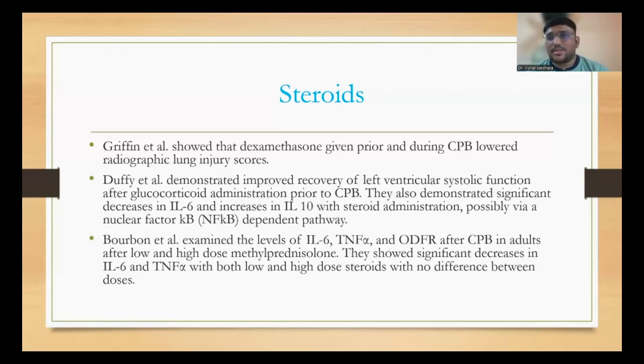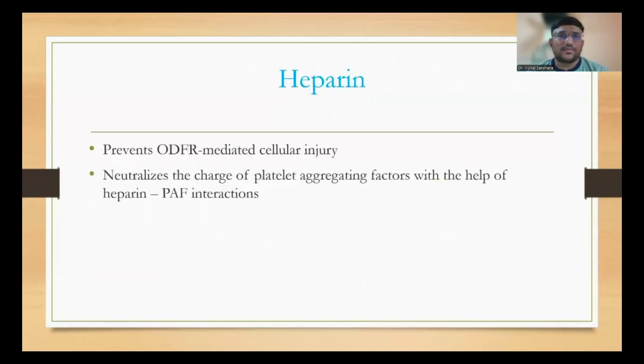Also, methylprednisolone has been used prior to the initiation of extracorporeal life support to reduce the SIRS reactions. Okay, heparin: it prevents oxygen-derived free radical mediated cellular injury, and also neutralizes the charge of the platelet aggregating factors. So it will also prevent platelet aggregation.